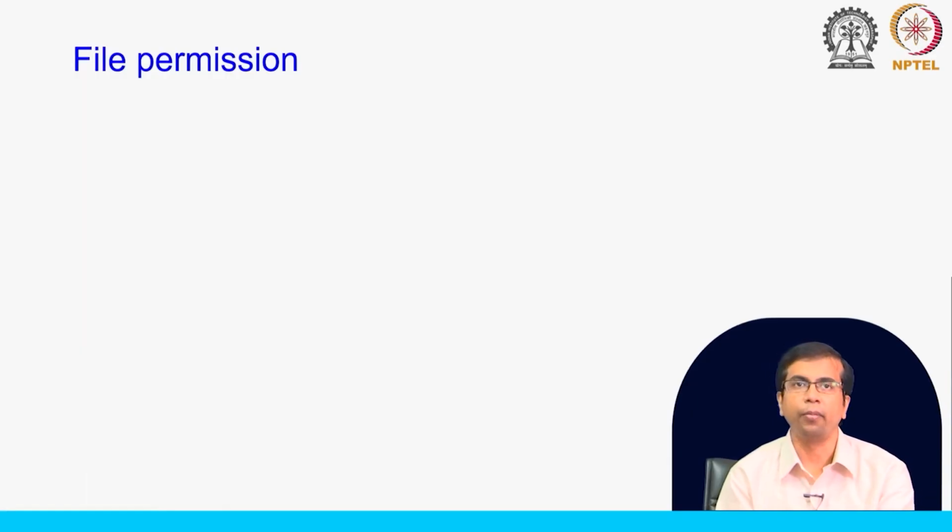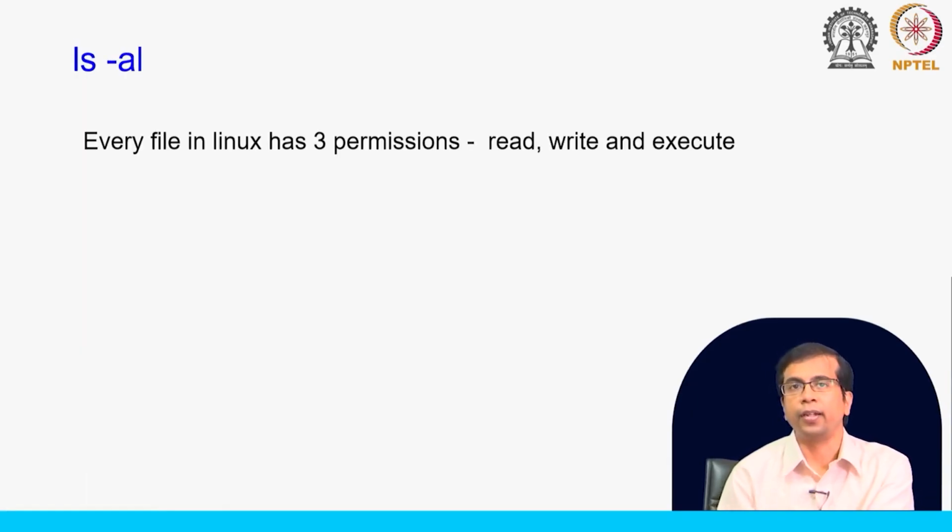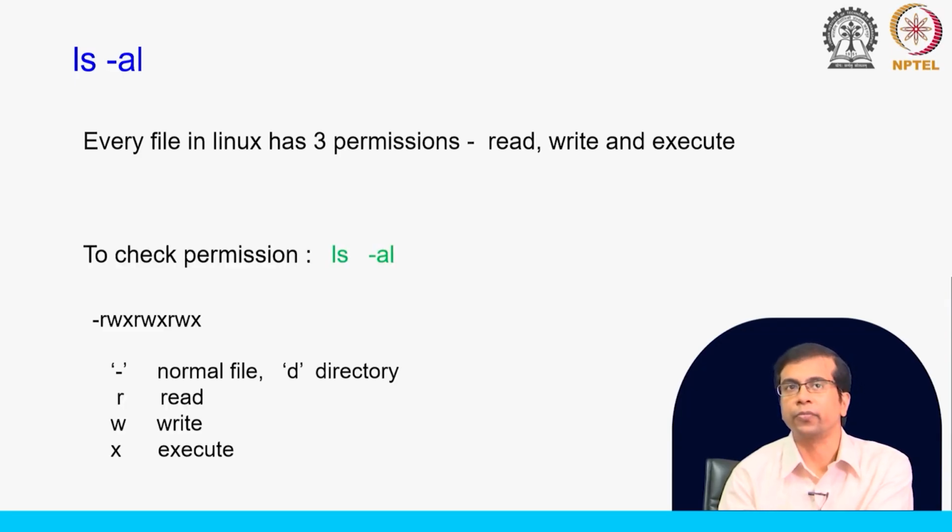So, starting with file permission. Every Linux file has 3 permissions. One is read, second is write and the third is execute. How can you check these permissions? We can check them by using something called ls -al. This ls command you have seen already. It lists the files that are there in a directory, and on top of that we can use these options -al. When you run this ls -al, you will see an output something like this.